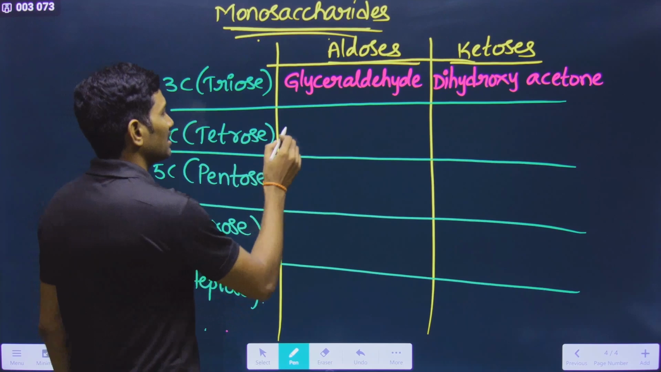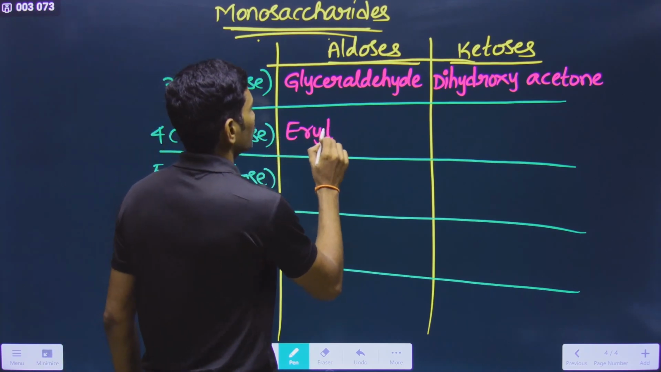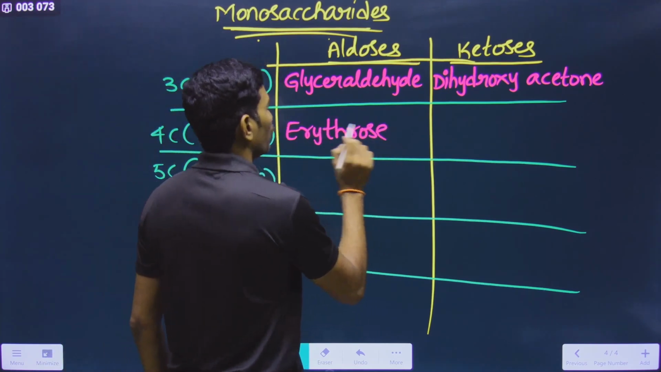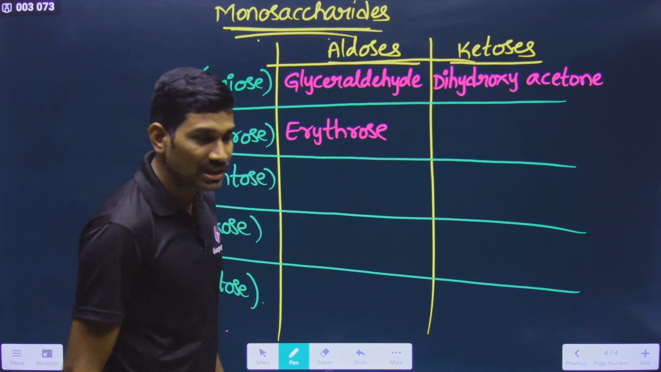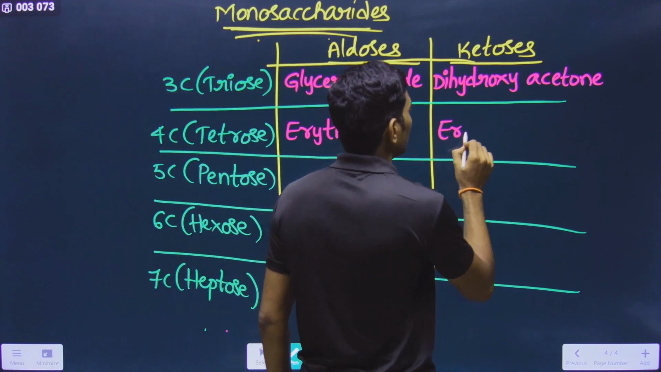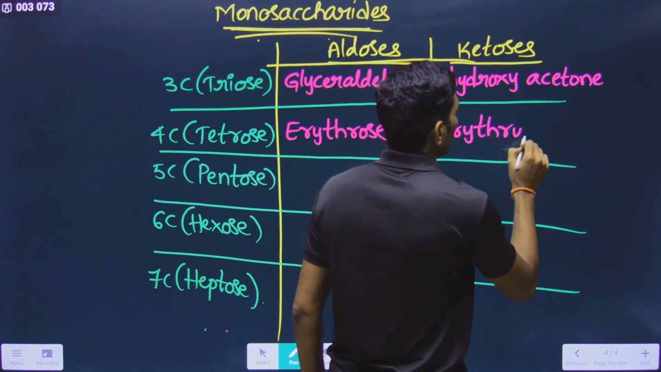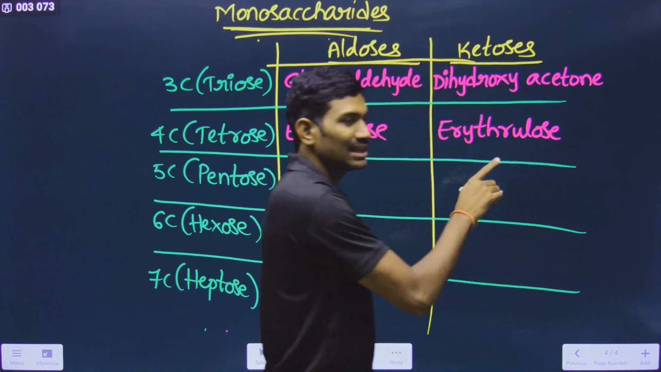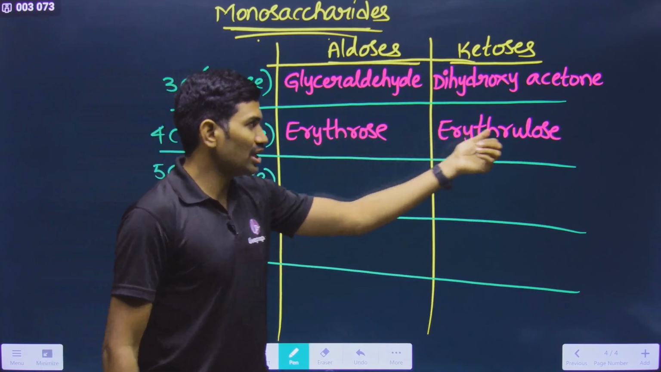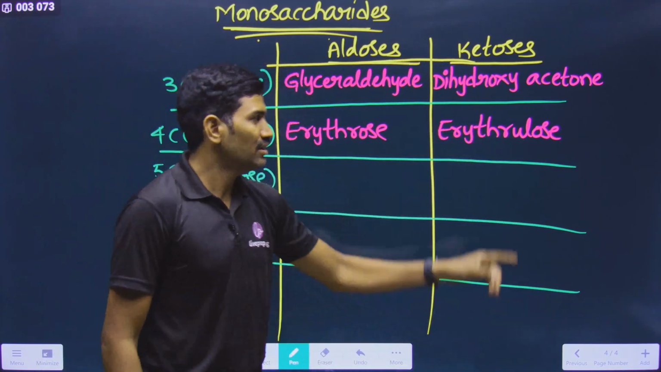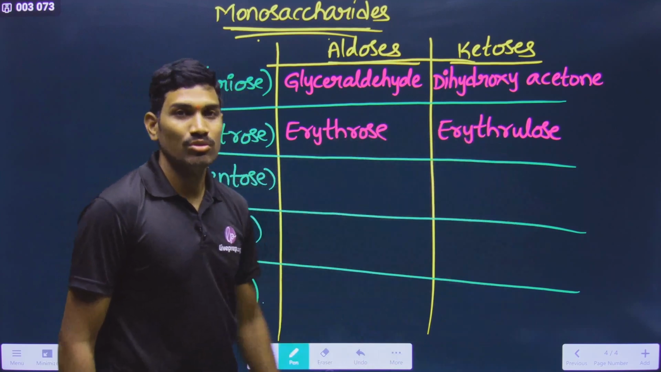4 carbon containing, here erythrose, 4 carbon aldehyde group containing sugar. Here it is erythrulose. You can easily understand the difference. Erythrulose, small difference in the spelling. 4 carbon ketone group containing sugar.